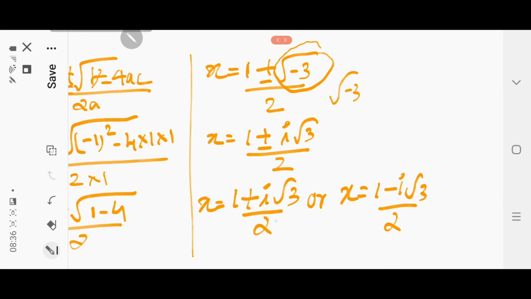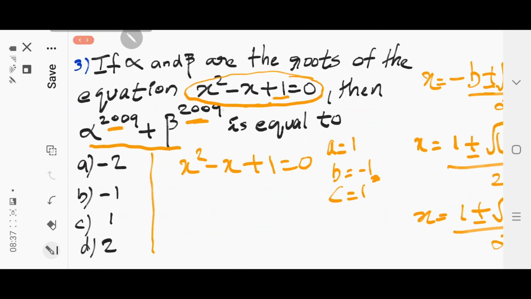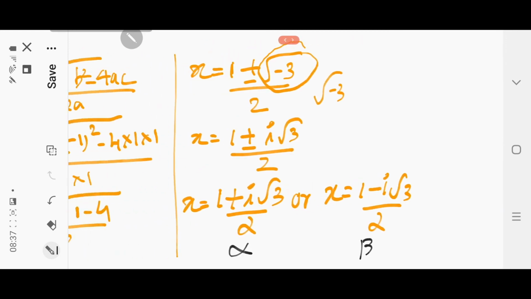You can see this is alpha and this is beta. What is the question given? You have to find alpha raised to 2009 plus beta raised to 2009. See the power of alpha and beta. How can we expand it? It's too difficult, right? We are not able to expand it by using binomial expansion. It's very, very difficult.